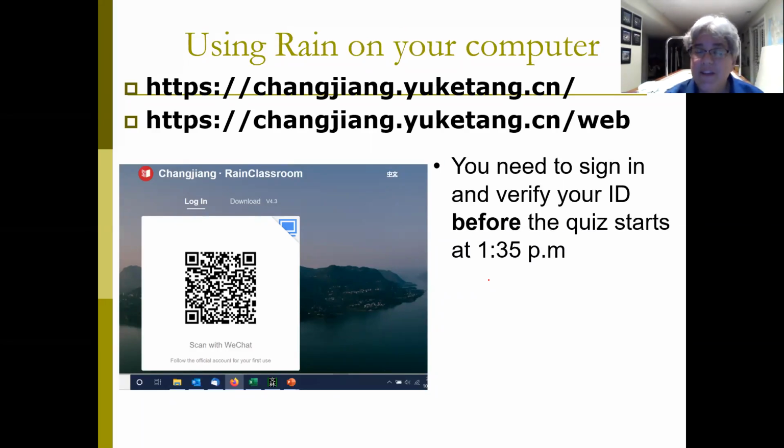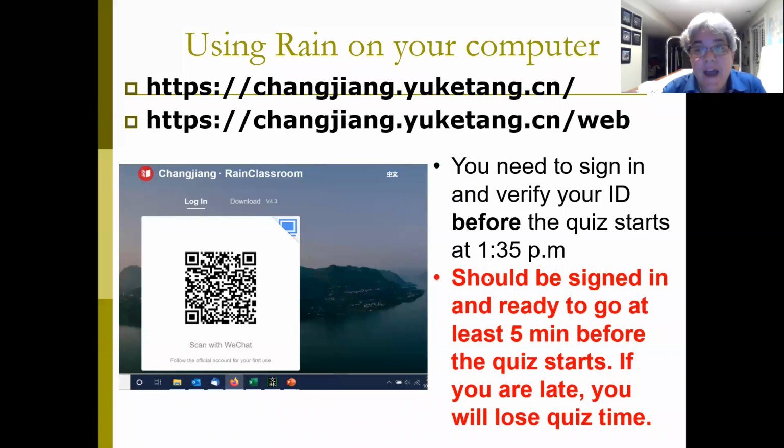And again, you will need to verify your ID and turn on your camera. If you verified your ID this time, it probably will still be there, but you need to sign in before. So maybe at least 5 minutes early, you need to sign in and put in your ID and turn on your camera so that at 1:35 you are ready to start the quiz.